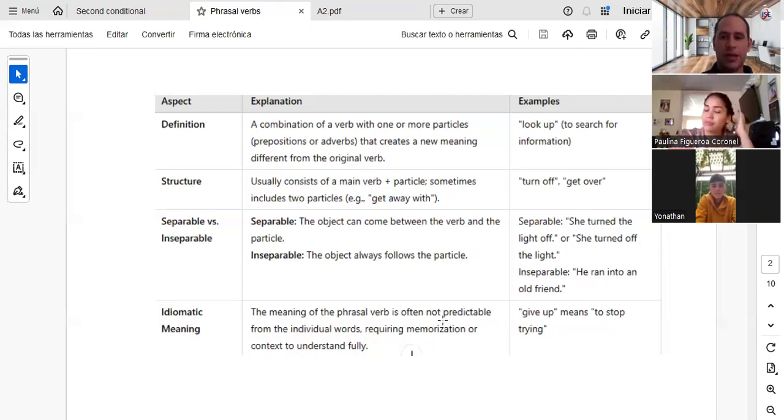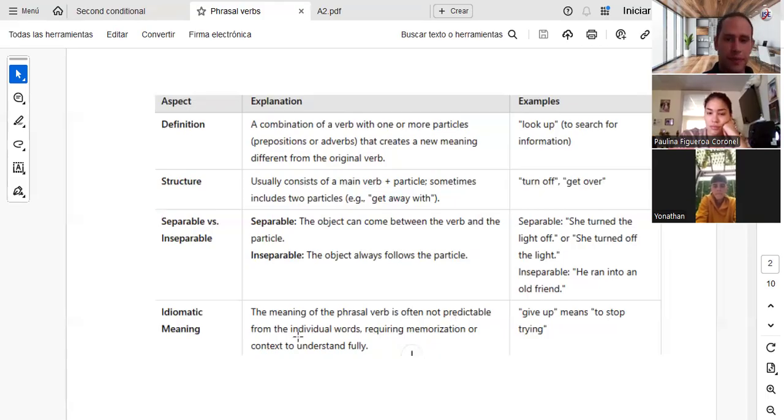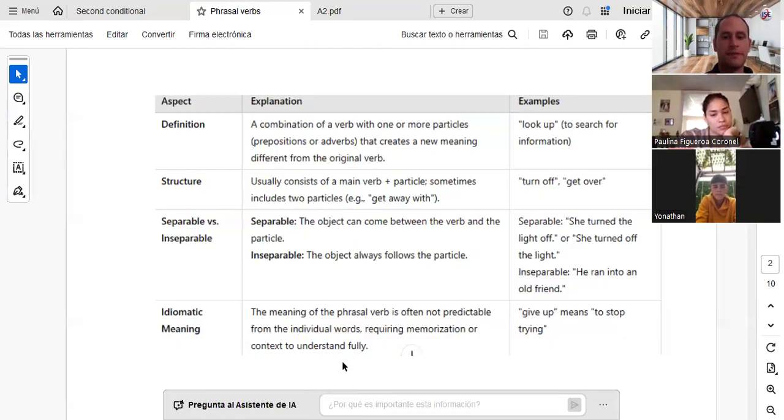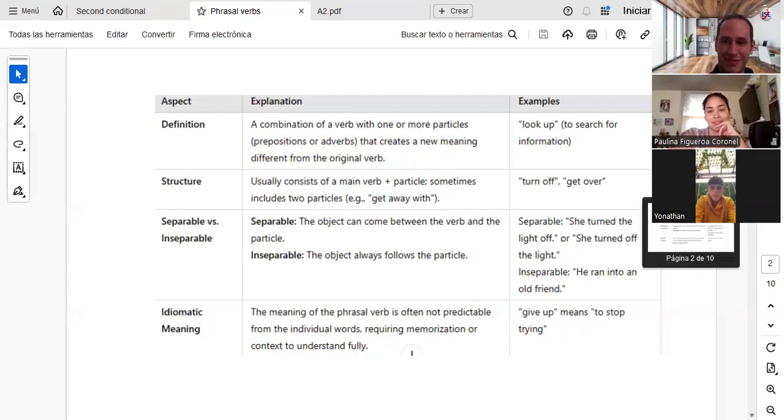Okay, awesome. Okay. Idiomatic meanings. There's an aspect of phrasal verbs. The meaning of the phrasal verb is often not predictable from the individual words, require memorizing or context to understand fully, right? So be careful with that. Give up means to stop trying. Give up means rendirse. Remember, we need to memorize all of these words. There's no rules. Let's continue.